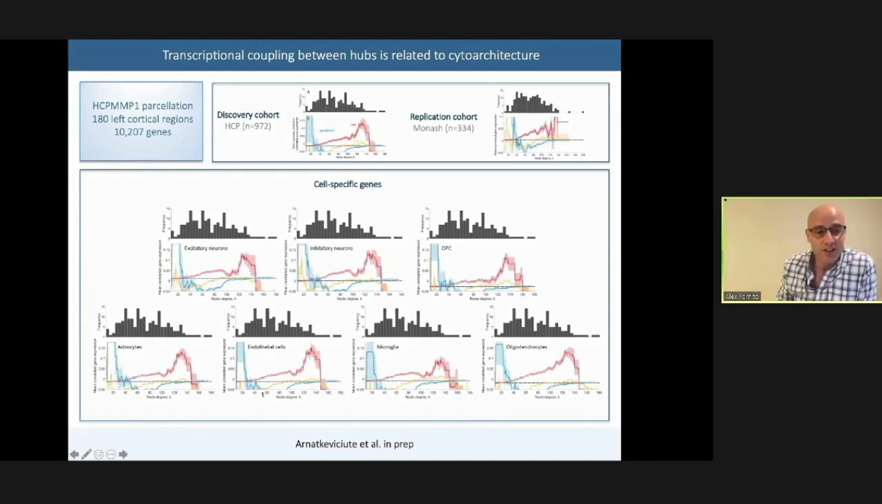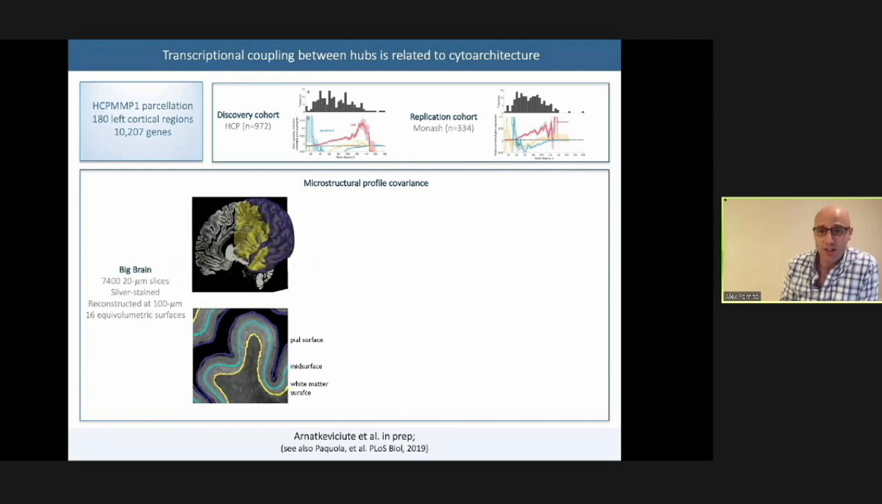And in all cases, you can see that coupled expression is highest for rich links. So it is suggesting that this overall effect is at least partly related to similarity in cytoarchitecture between hubs. But this is a fairly indirect measure, and we wanted to verify this using an independent approach. And so we teamed up with Casey Pequola at the MNI, and we looked at data from the BigBrain Atlas. So this is a high-res, post-mortem brain, silver-stained, mapped to stereotaxic space.